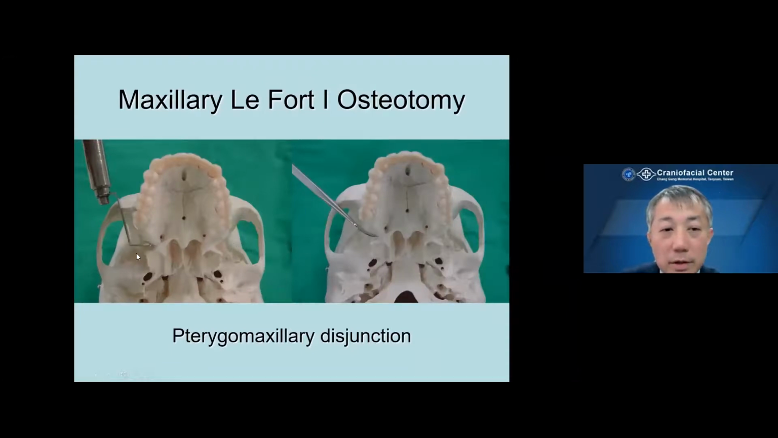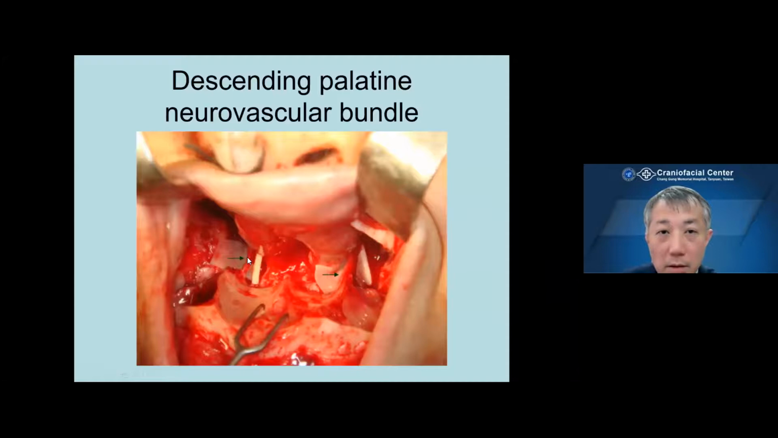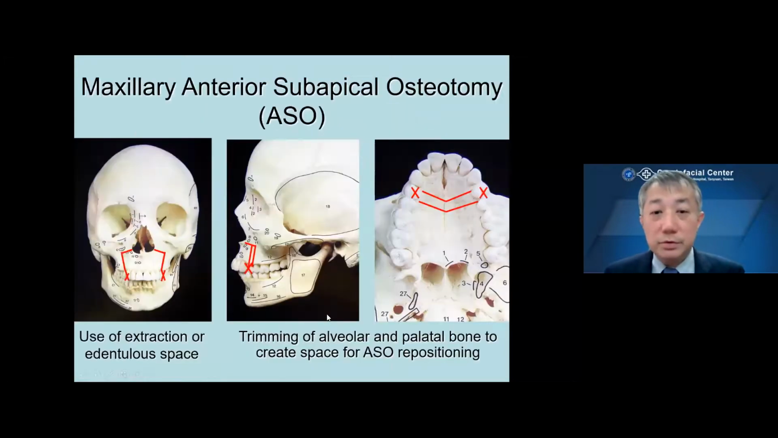So another thing is the maxillary Le Fort 1 osteotomy. The pterygomandibular disjunction should be completed by the oscillating saw and the chisel. And we have to do all the dissection completely, even for the descending palatine neurovascular bundle. We can preserve it and dissect out the pedicle. You can have more freedom for the maxilla to move.